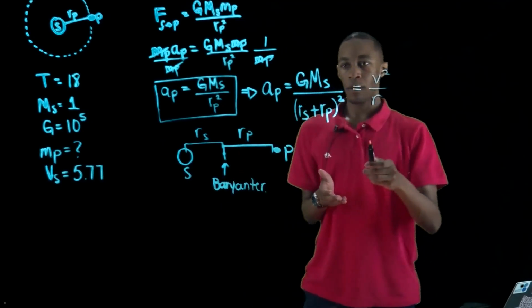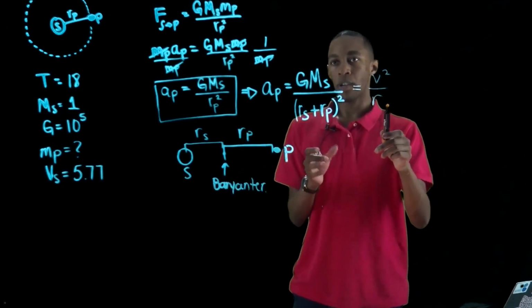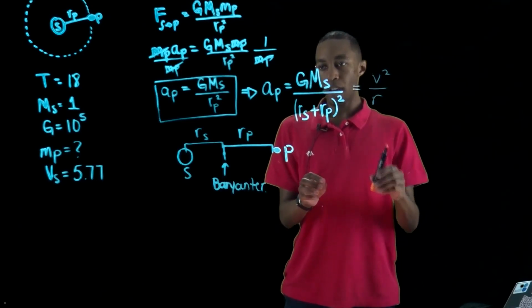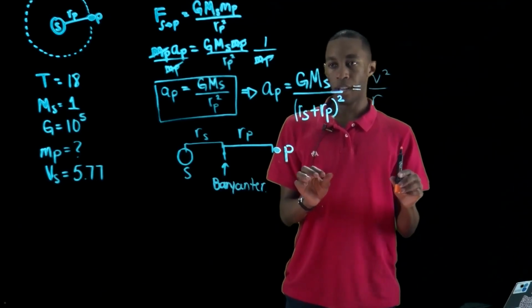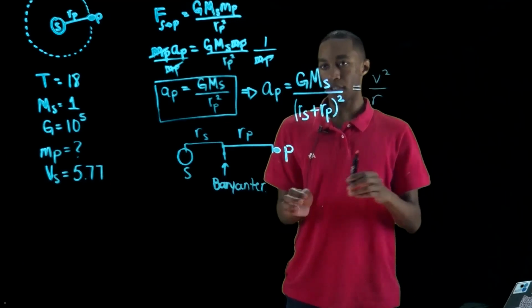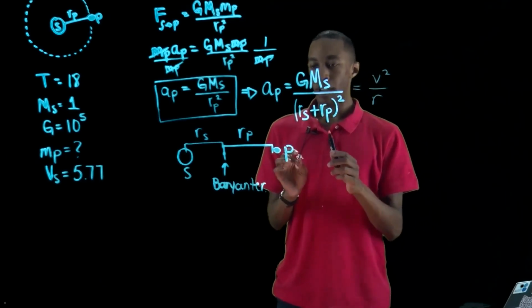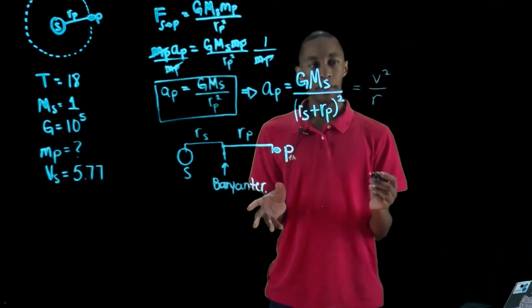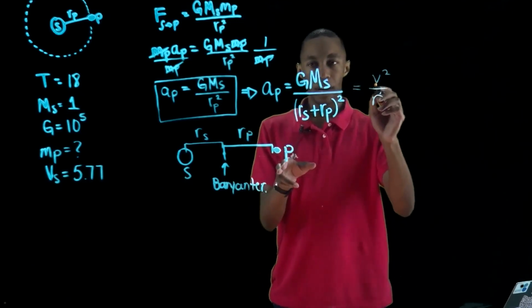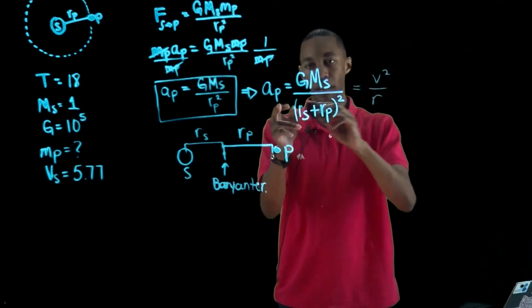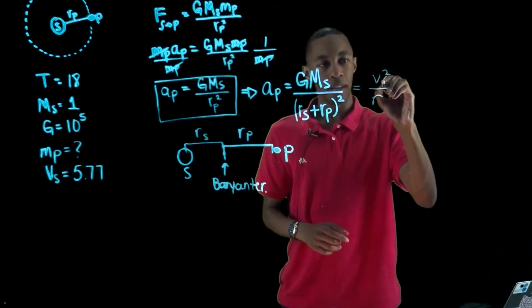However, here, when we talk about uniform circular motion, we're looking at one object orbiting around a central location. And remember that our central location here was given by the barycenter. So putting this all together means that the velocity we care about was related to this object, the planet. So this must be Vp.